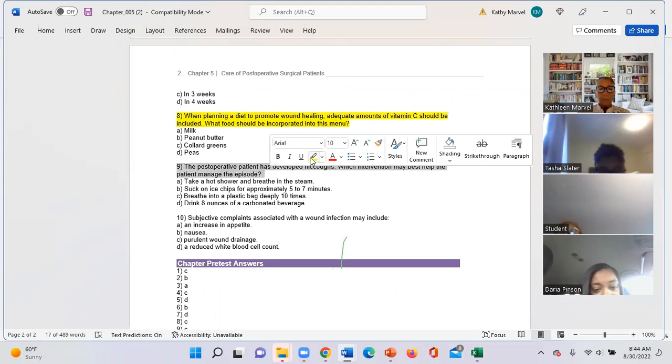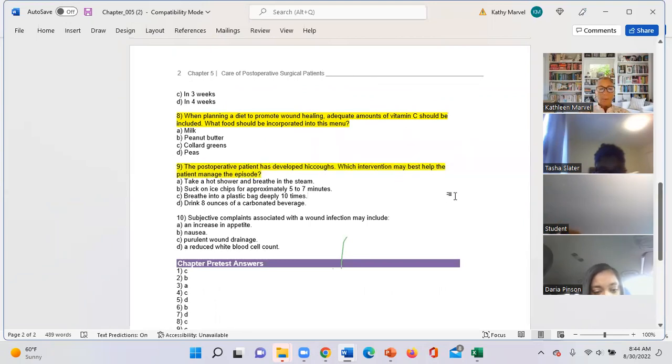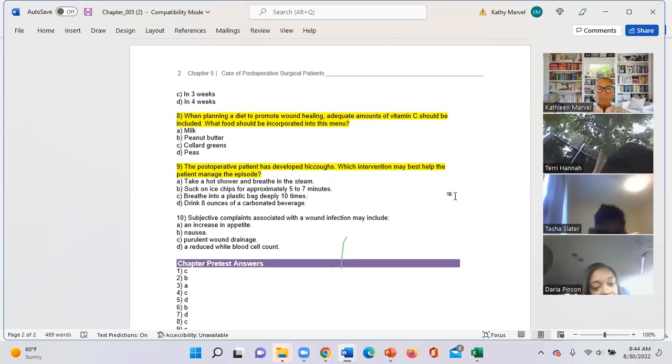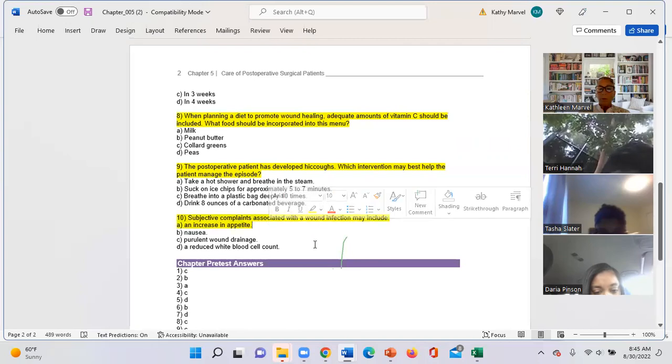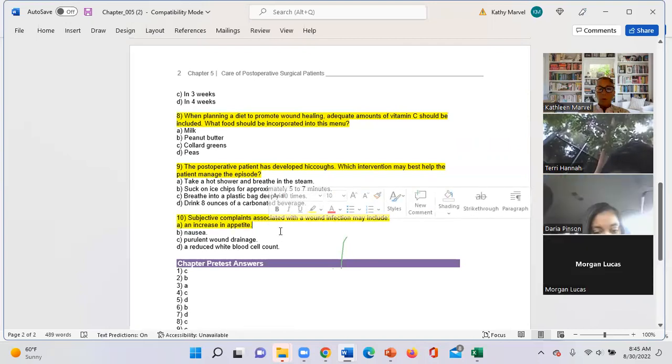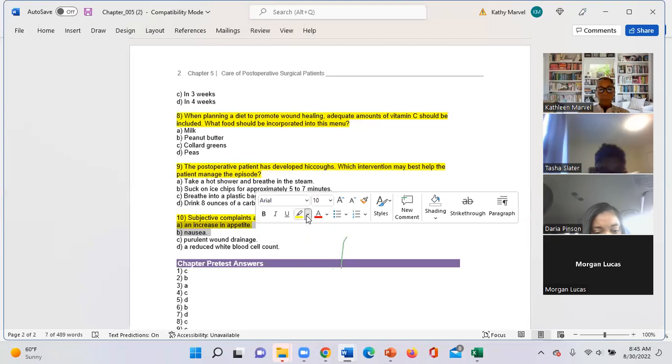Post-op patient has hiccups. Which intervention may help with that? Answer C, breathe into a plastic bag. Deeply, 10 times. And what about number 10? Subjective complaints associated with wound infection. What might that be? What's the important word in the question? Subjective. Thank you. So B. What's the answer? B, nausea. Yep, B is the right answer.